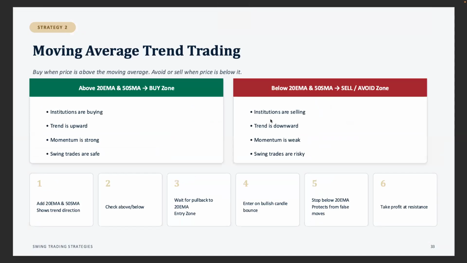So the next strategy that works very well is moving average trend trading, where you look for your 20 EMA, you look for your 50 SMA to determine your buy zone, look at your resistance and support, and pick a point where you want to trade and make your trade.